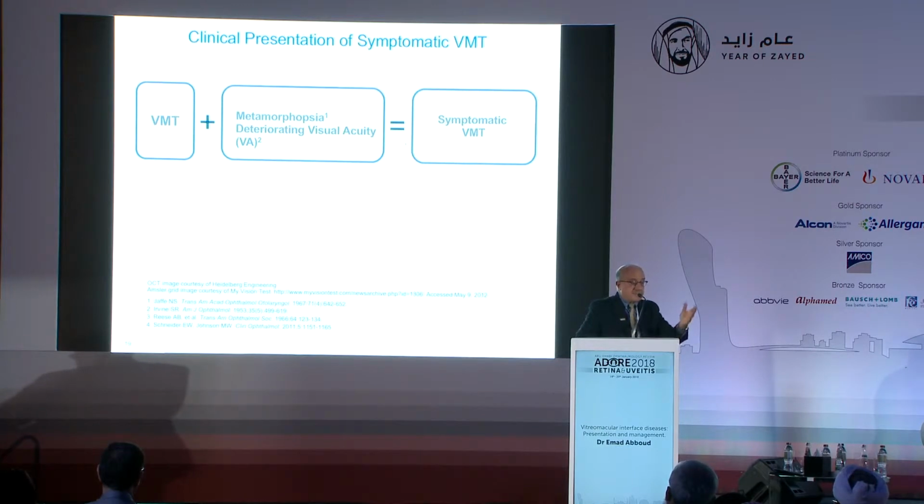Now, you can have vitreomacular traction which is not symptomatic. It is possible if the outer layers are good and the pulling is very little. But once it is symptomatic, the patient will come complaining of either metamorphopsia or decreased visual acuity. And in these cases, we have to offer the patient something to be done about his condition. Now, what are the options? This is the second part.